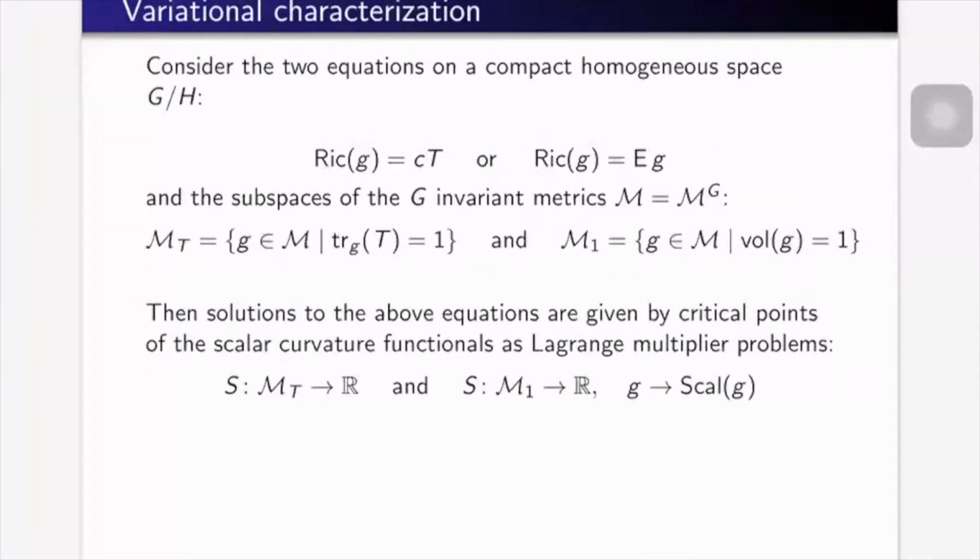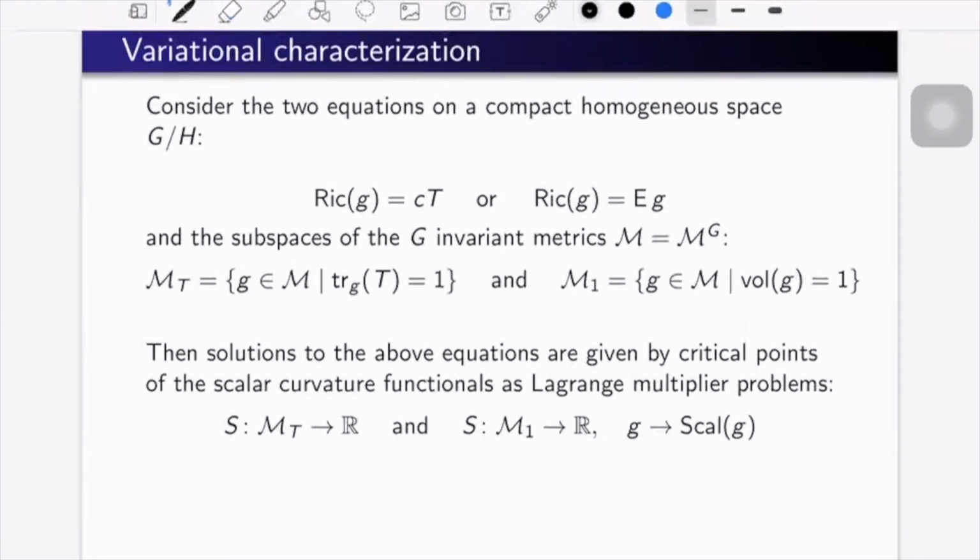And then it turns out that the solutions to this kind of Lagrange multiplier type problem are precisely the metrics I'm looking for. So I restrict the scalar curvature, I associate here to every metric the scalar curvature, right? That's my map. I restrict it to these two subspaces, M_T or M_1. And in each case, the critical points are precisely the Einstein metrics.